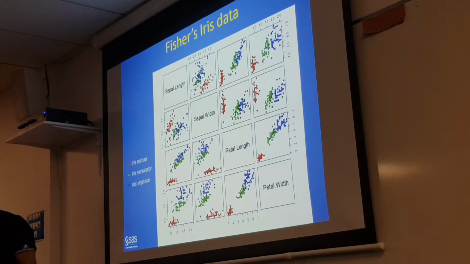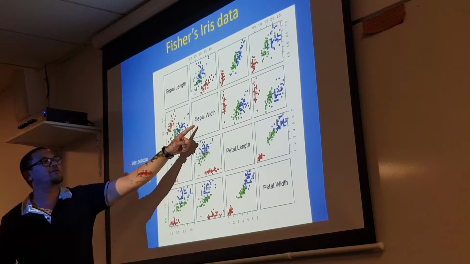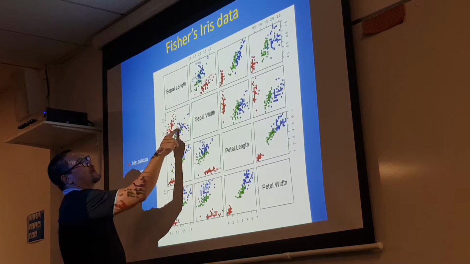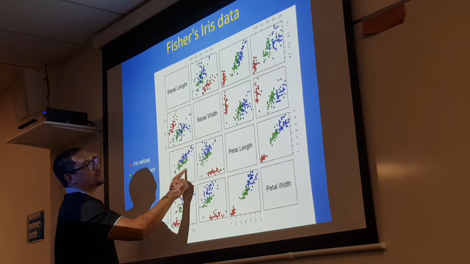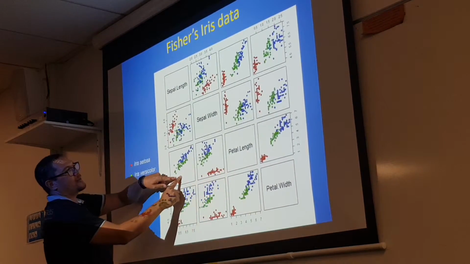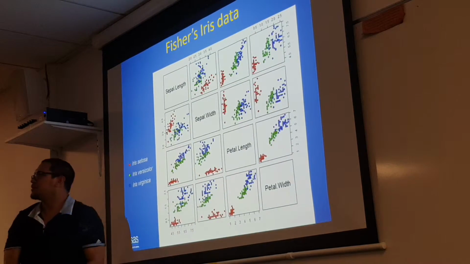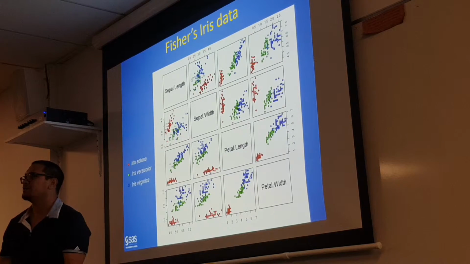So this is Fisher's iris data. It has 4 different variables in it. The draftsman's plot is going to look at the relationship between these two variables. The relationship between sepal length and petal length is here. Sepal width and petal length is here. So this is just like the covariance matrix, but in graphical form.